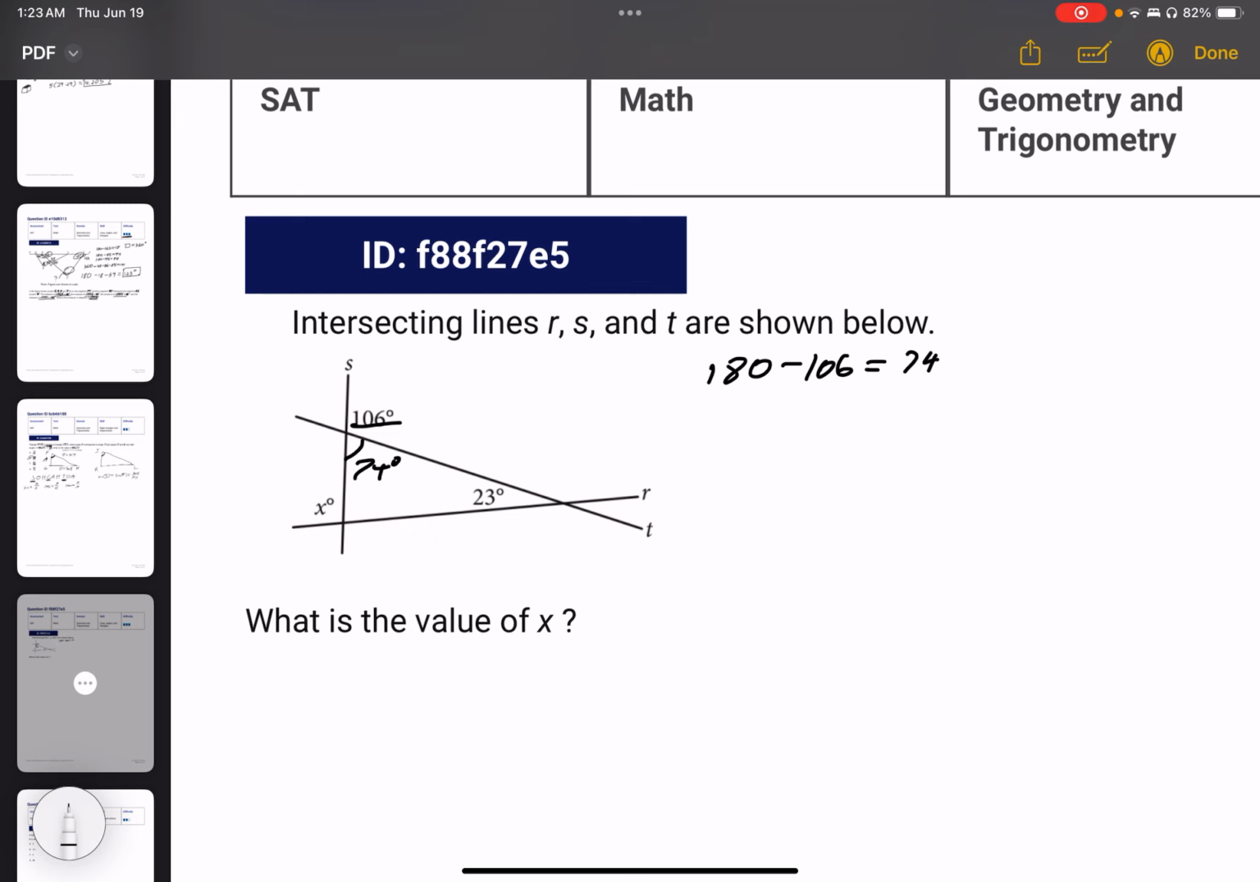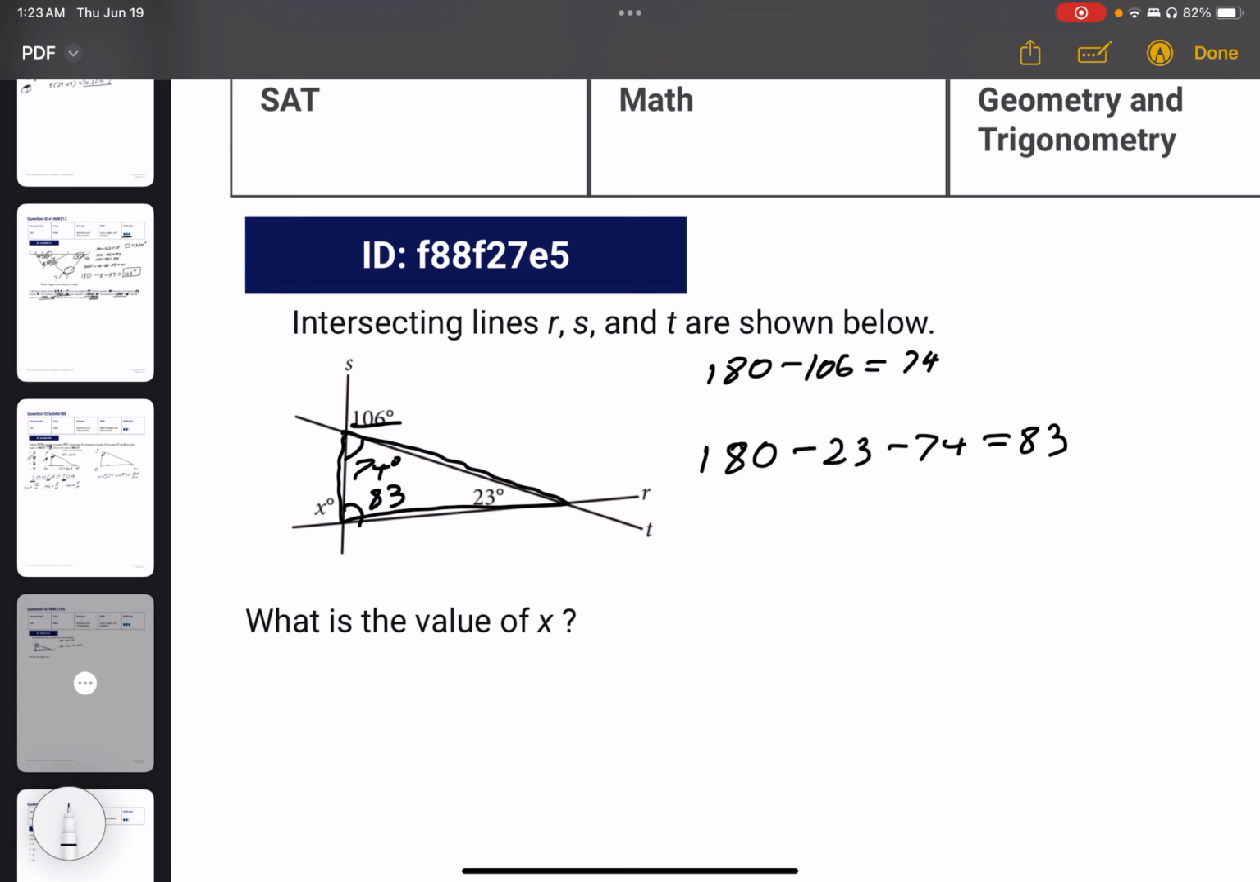And then we know that the angles inside a triangle always add up to 180. We know that 180 minus 23 minus 74 is going to give us this angle down here. Let me use my calculator for this. 180 minus 23 minus 74, and that's going to give us 83.